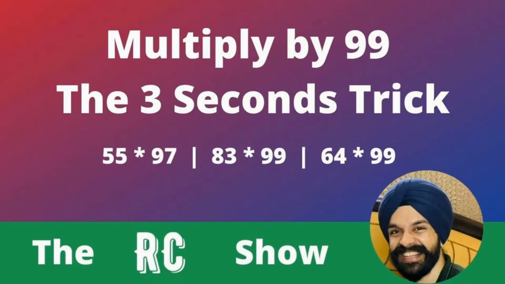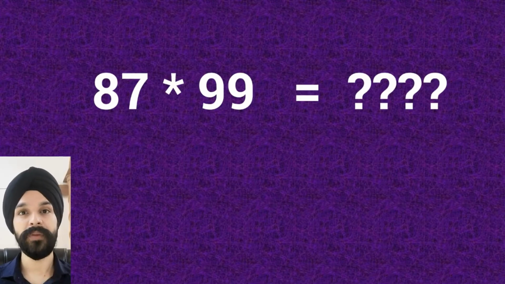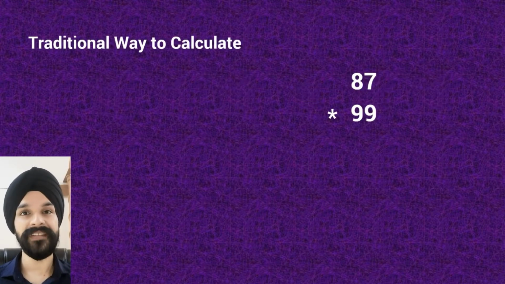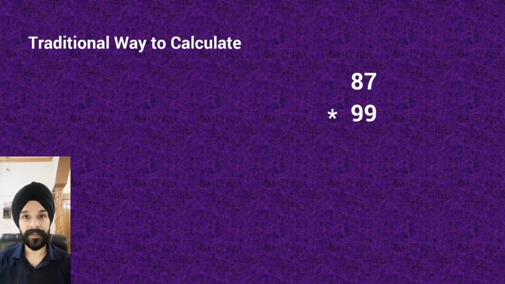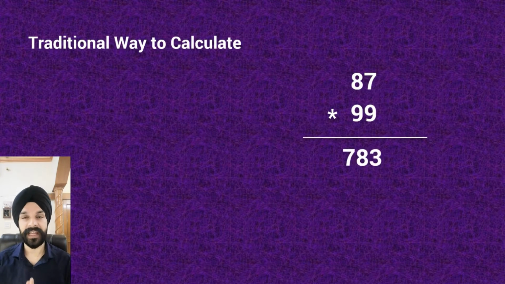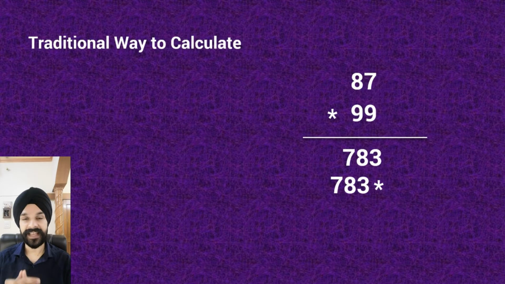How to multiply any two-digit number with 99 in less than 3 seconds. Let us understand this with an example. Suppose you want to multiply 87 by 99. So how do we do it traditionally? We multiply first 9 by 87 and then we multiply second 9 by 87 and then we add the sum.